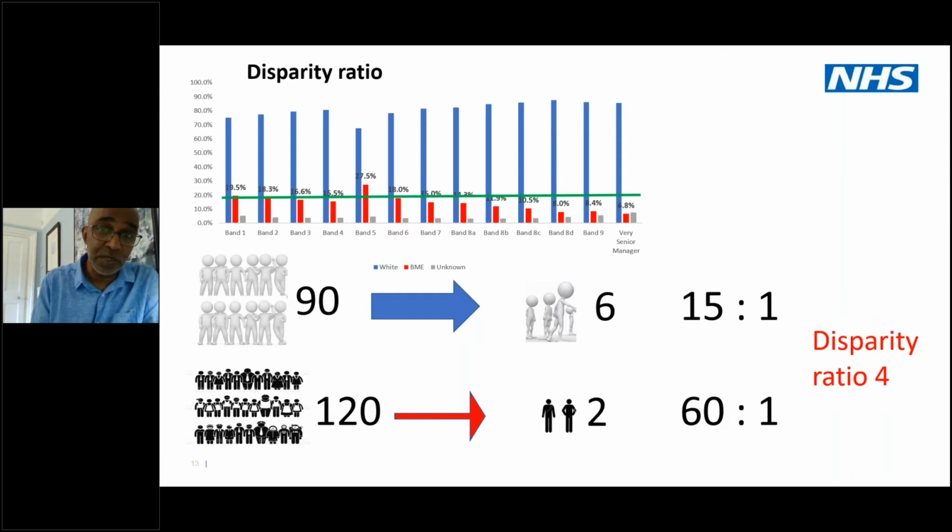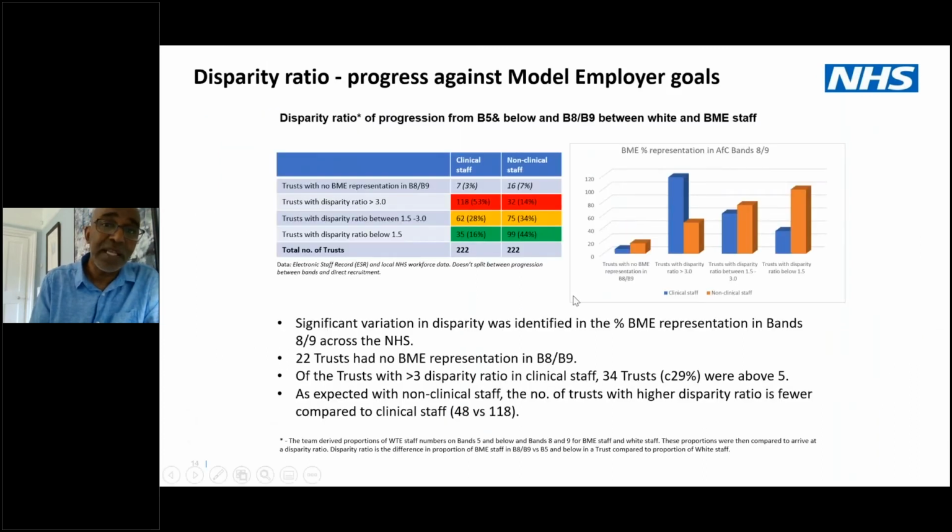It should be equal. Whatever your population in the background, once you're in there, you should be able to progress. And we can show that this disparity ratio is especially eye-watering in the clinical grades. Half our organisations have a disparity ratio where you're 3-fold less likely to progress, despite, as Chanda said, the fact that, for example, 38% of doctors are BME background. So it tells you really how awful it must be.